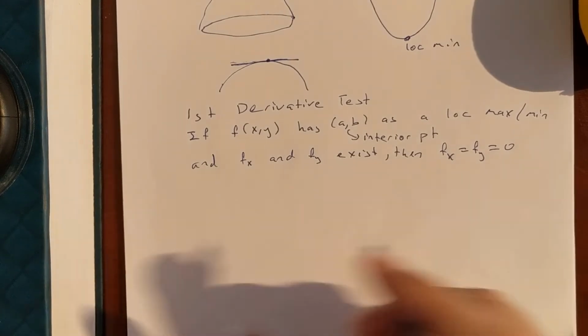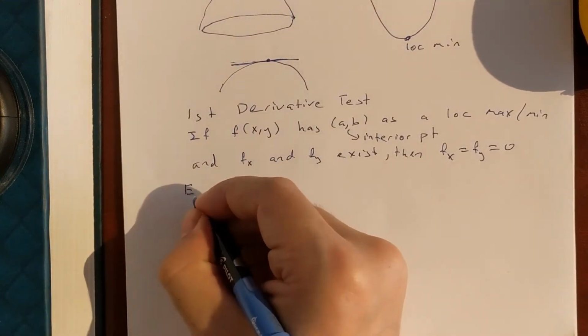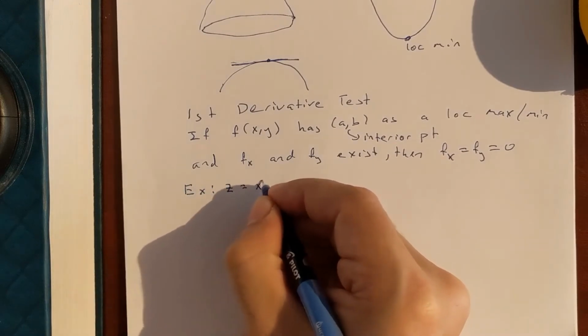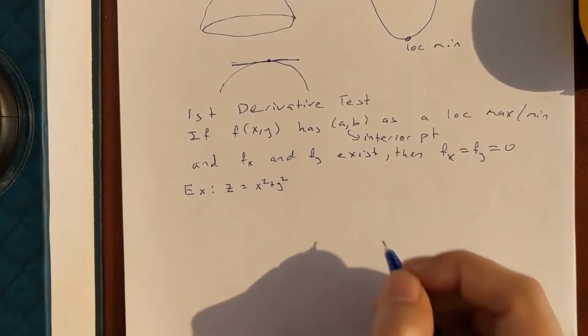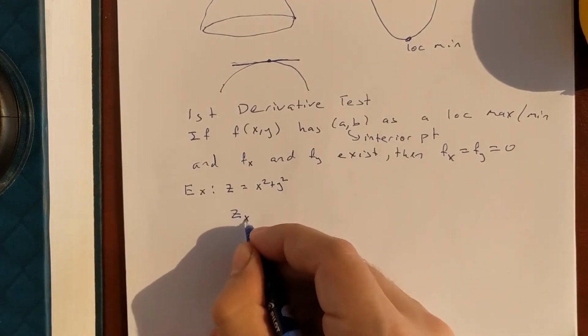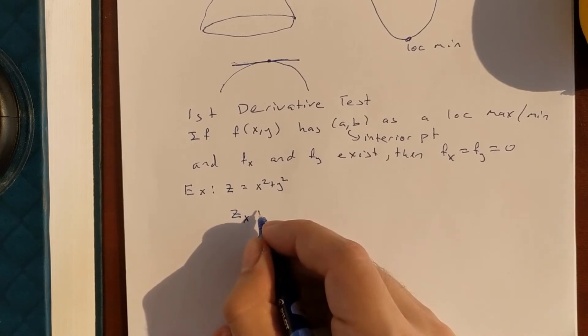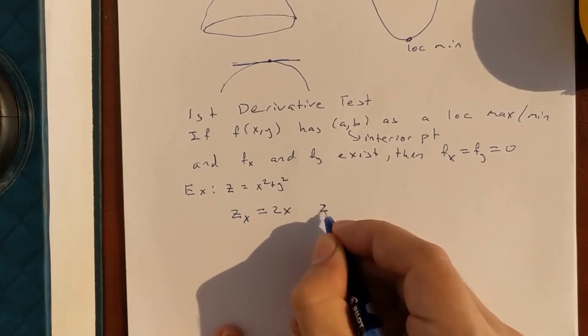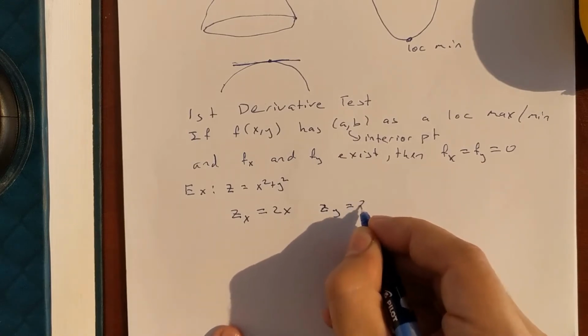And maybe do a very simple example. Let's say I have z is equal to x squared plus y squared. So I look at z sub x. This is differentiable everywhere. So you could just get 2x, and z sub y, the y derivative, you get 2y.